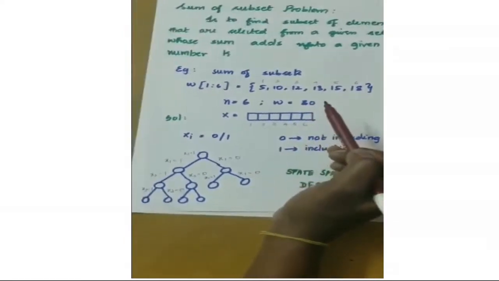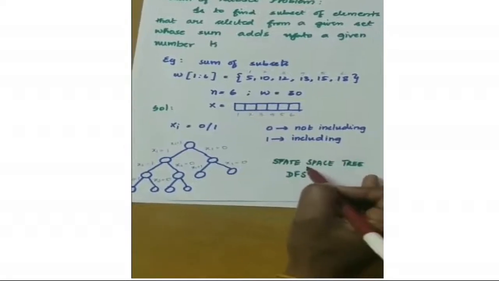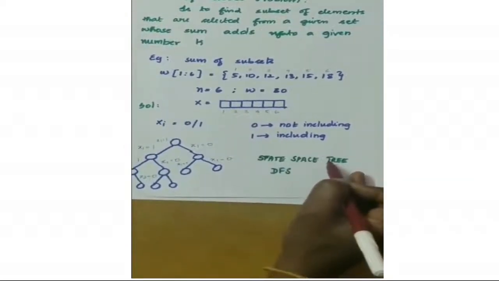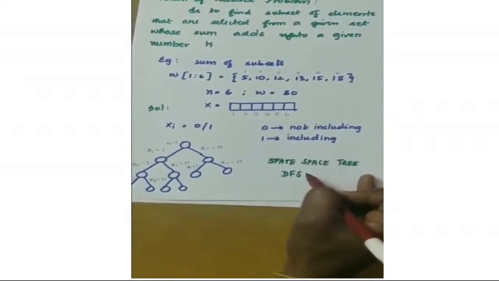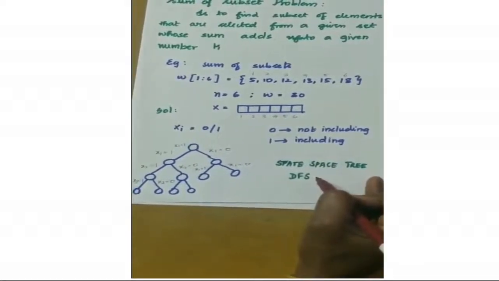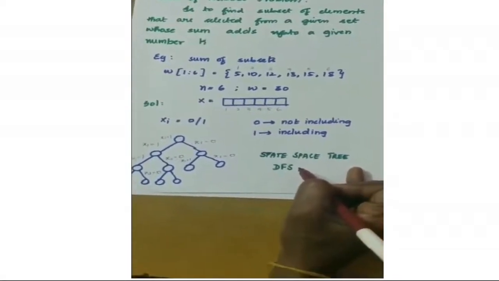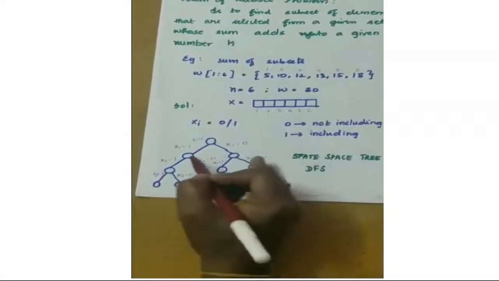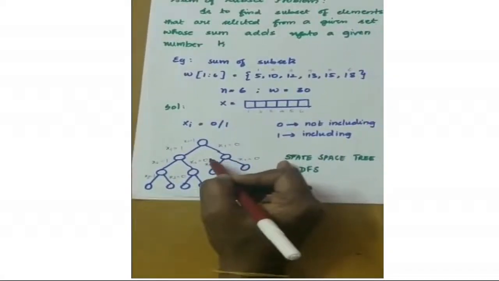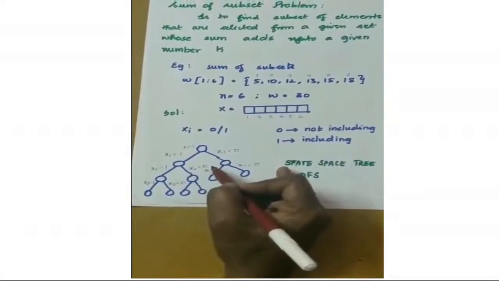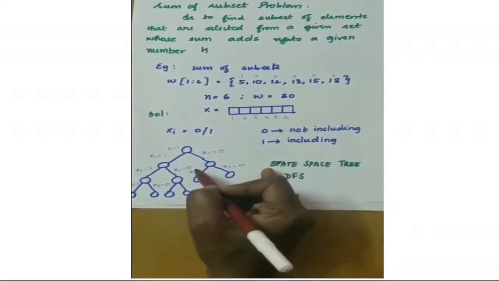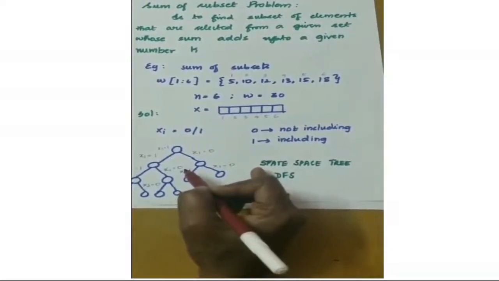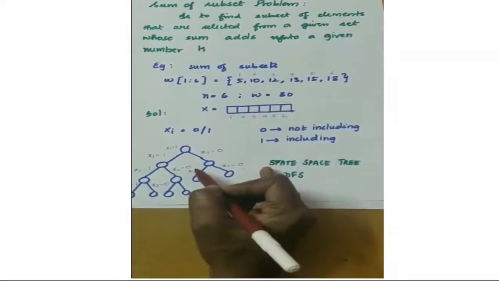So for that, we are just going to use the concept of a state space tree, which uses the depth first search concept. So we'll have a tree with a structure of left as well as right nodes. Each node can go in depth, left, and left, left. If it is not satisfied, then it will come to the right hand side.